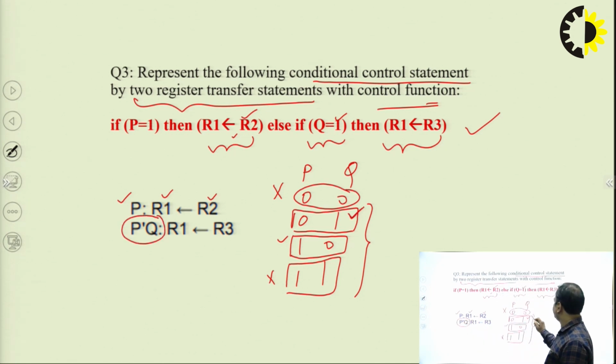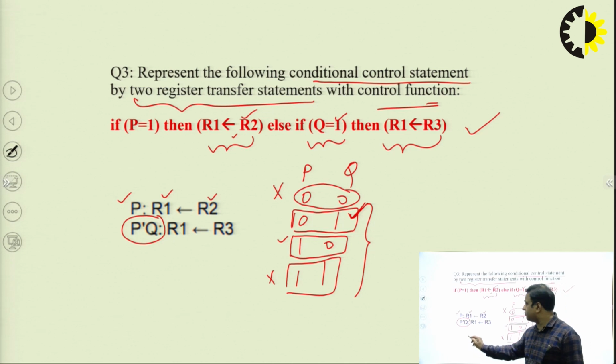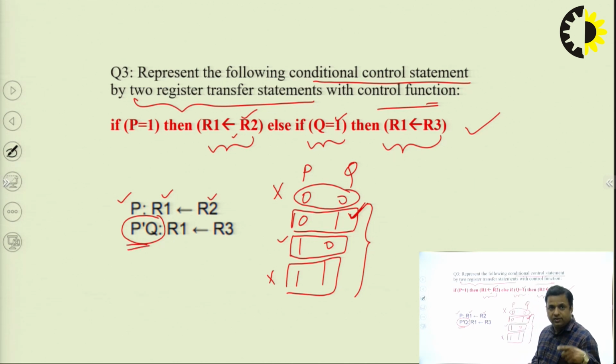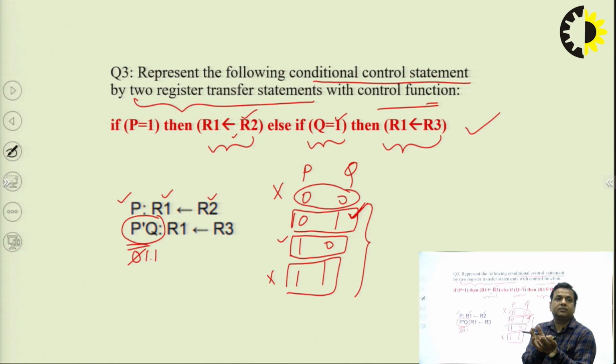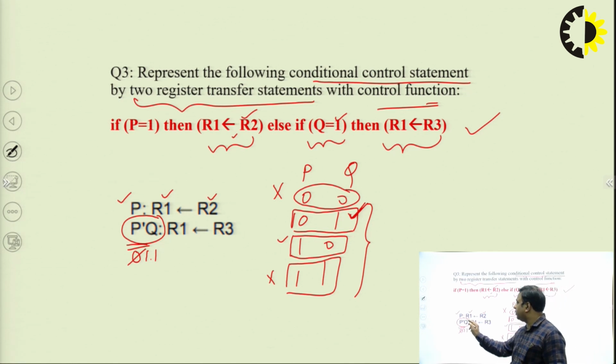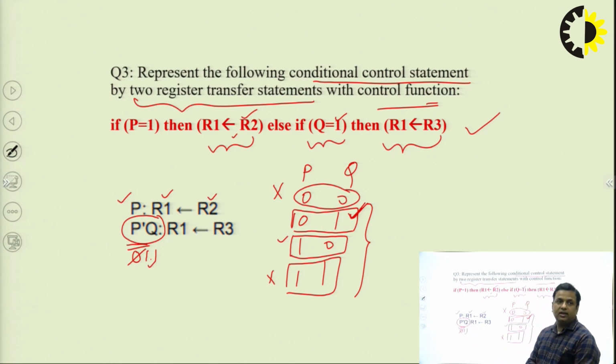When Q equals 1, then P should be 0, because at a time only one control function should be active. So if Q equals 1, P should be 0, but the overall value of this function P'Q should be 1. Q equals 1, right? P equals 0. But how will I make it 1? I will take the complement of this 0, which makes it 1 dot 1, that is overall 1, right? So now this P'Q will be 1 dot 1.